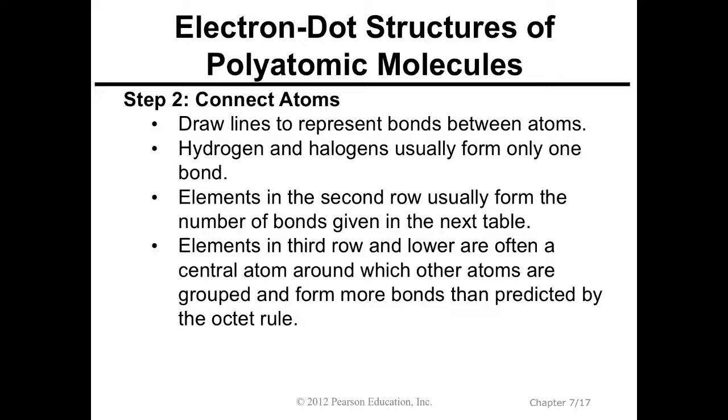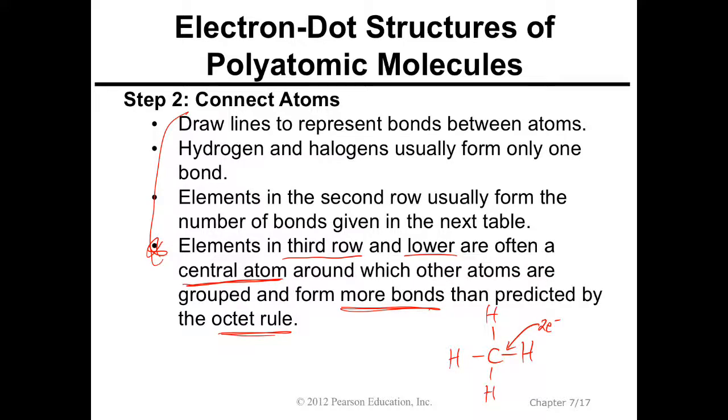This is the same as what was on the previous slide. This is the rule I was talking about. If it is in the 3rd row and lower, you often have a central atom that has more bonds than predicted by the octet rule. The octet rule is really saying the maximum number of bonds you can form is 4, right? Because each of these contains 2 electrons, and so if we count 2, 3, 4, 5, 6, 7, 8, the carbon has 8 electrons around it, or an octet.